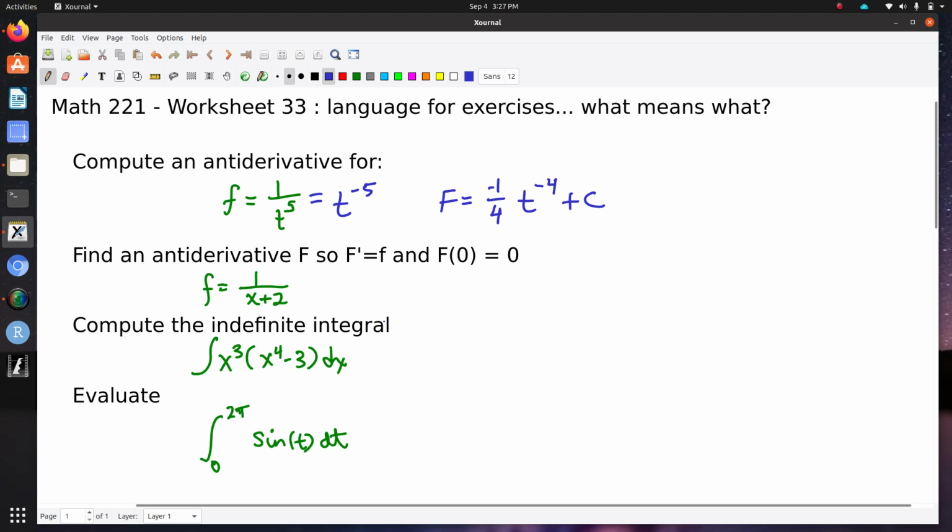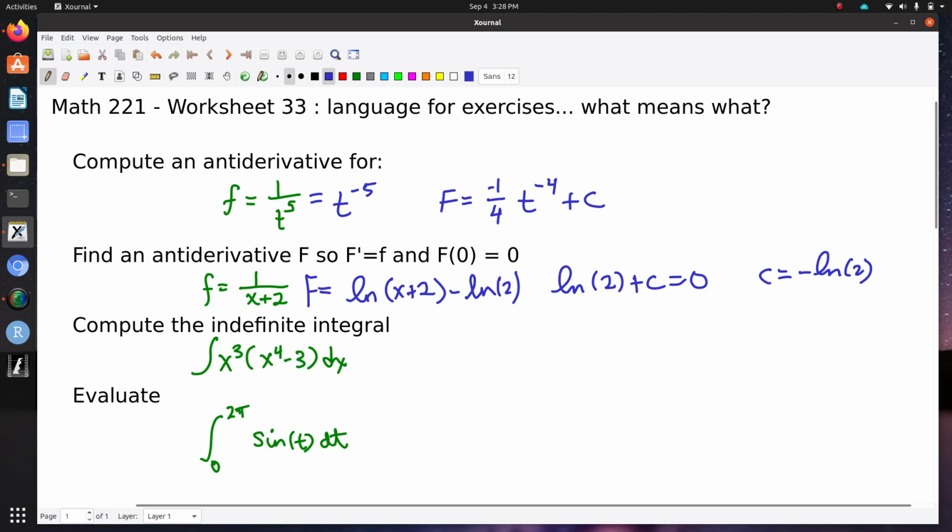Okay, what if we want to do the same thing for this function? Well, you're going to get natural log of x plus 2 plus c, and this time you really do have to use the c, because natural log of 2 plus c has to equal 0, so it turns out c has to equal negative natural log of 2. So your final answer is going to be natural log of x plus 2 minus natural log of 2. Okay? I'm sorry, I need an F. There we go. Capital F. Sorry about that.